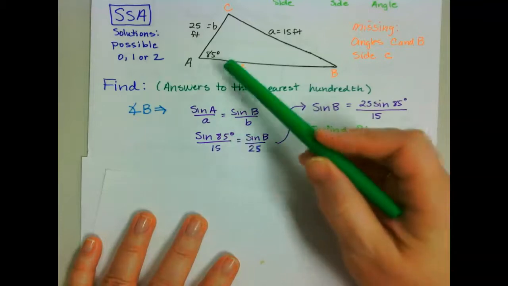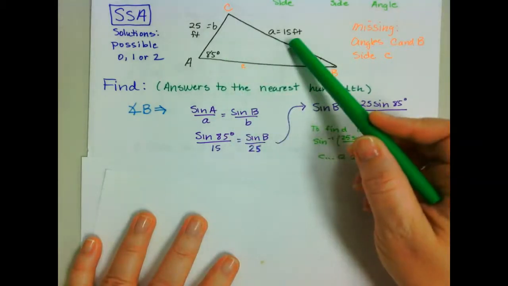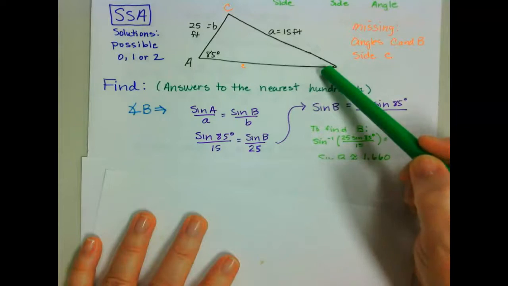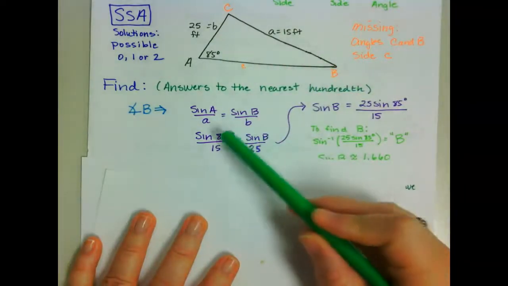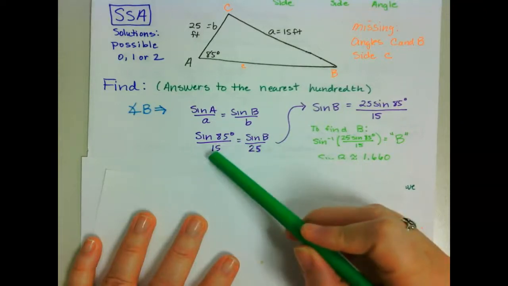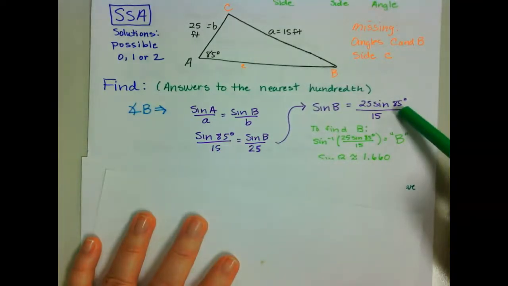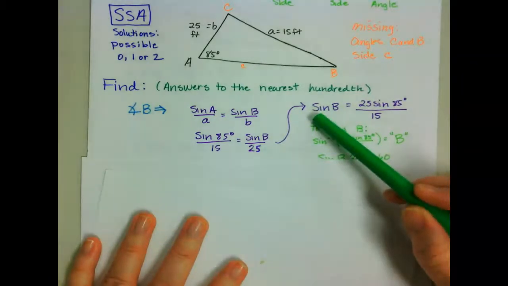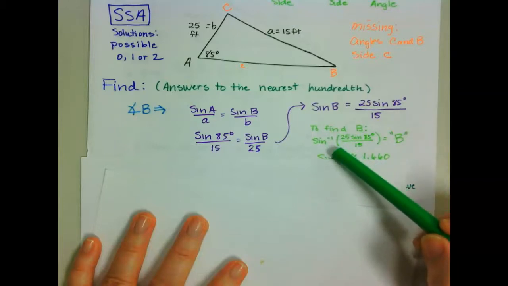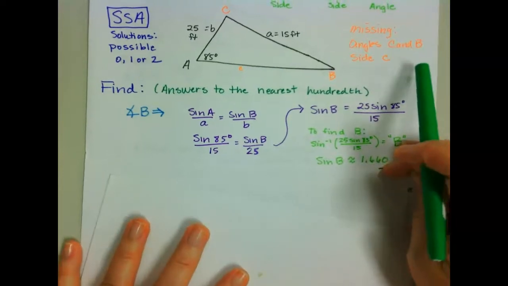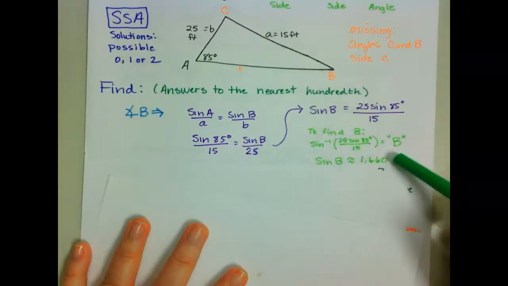So we have sine of the given A over 15, which is a given length, equals sine of B, which we don't know, over the given length of 25. To get sine of B by itself, we multiply these two together and divide by 15. Then to get the angle, because right now we're asking what angle has a sine value that equals this, I do the arcsine. I'm not restricting it or anything, I'm just using that tool on the calculator to find the angle. If I simplify this out, I get 1.660.